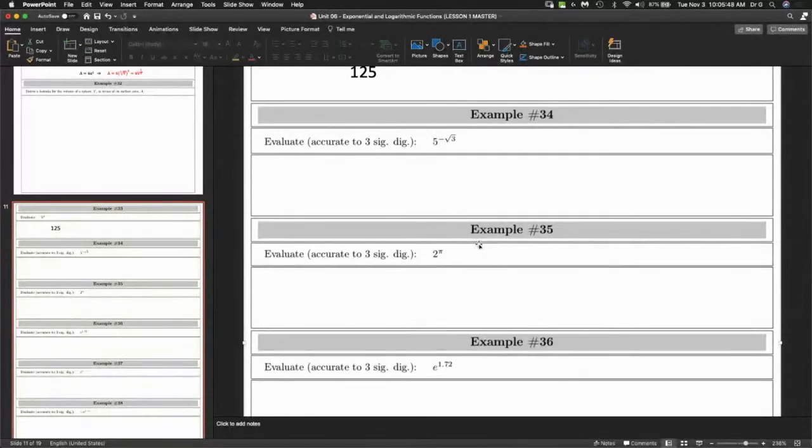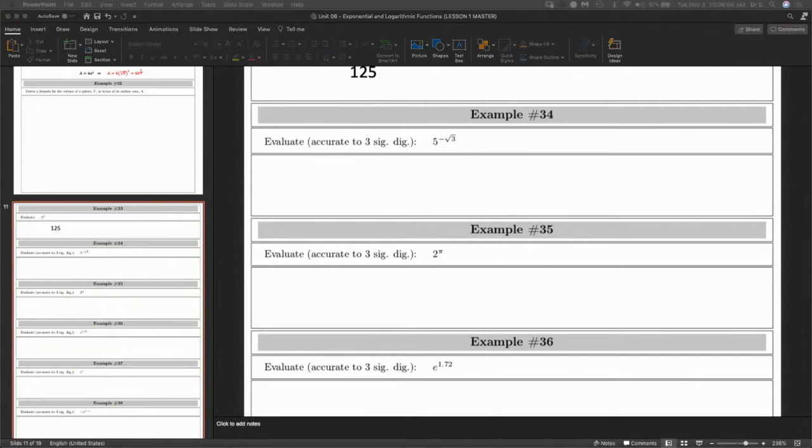Okay. Now, these three questions here are just to make sure that you're competent to use certain features on your calculator. So just take a moment and see that you can do this calculation on your calculator. What would be 5 to the negative root 3? This is more like getting your driver's license on your calculator than anything.